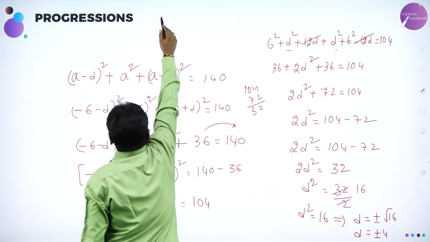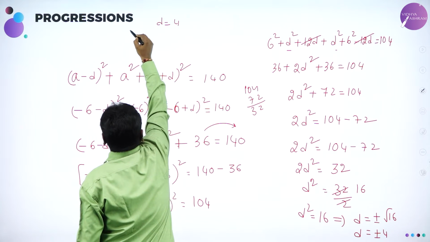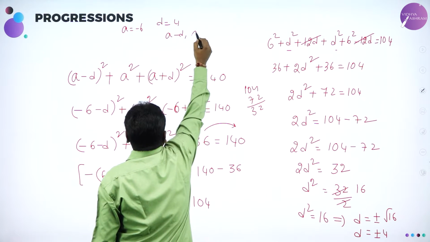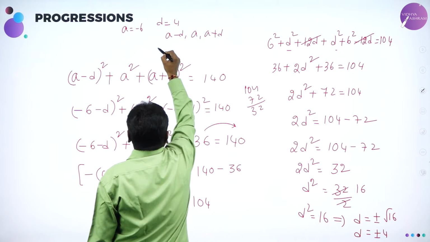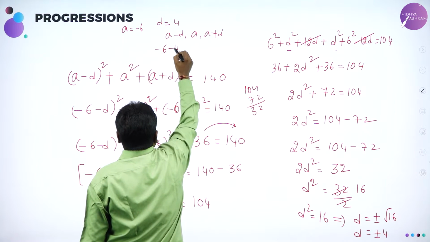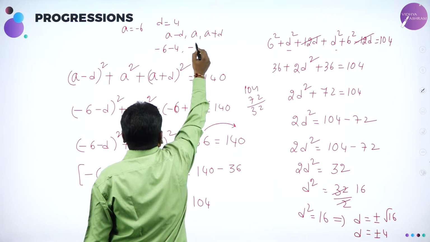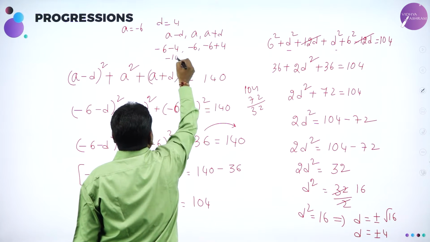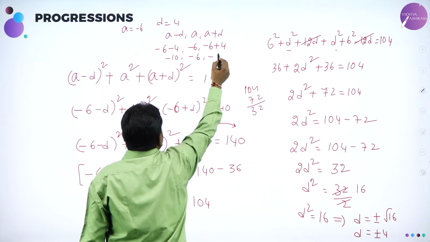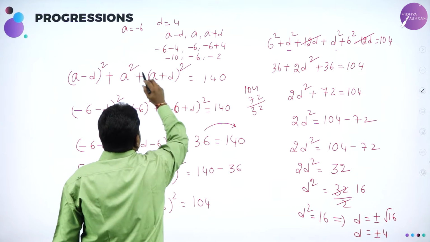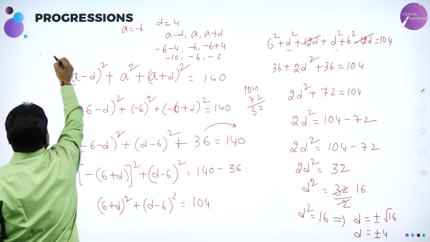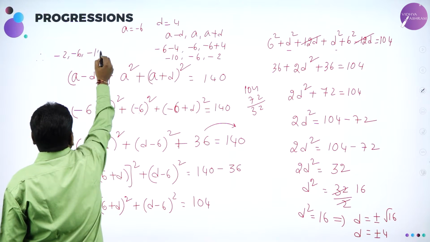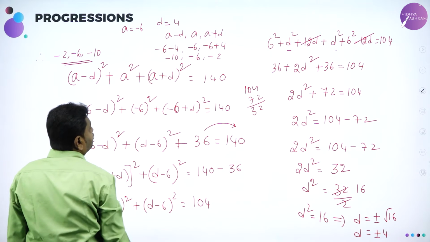Now d we got 4 and a we already got. What is a? Minus 6. The numbers are a minus d, a, a plus d. That is minus 6 minus 4, minus 6, minus 6 plus 4. So minus 6 minus 4 is minus 10, minus 6 plus 4 is minus 2. So therefore the numbers are minus 2, minus 6, minus 10.